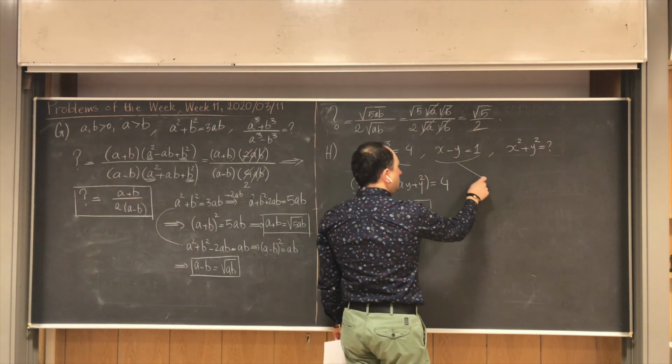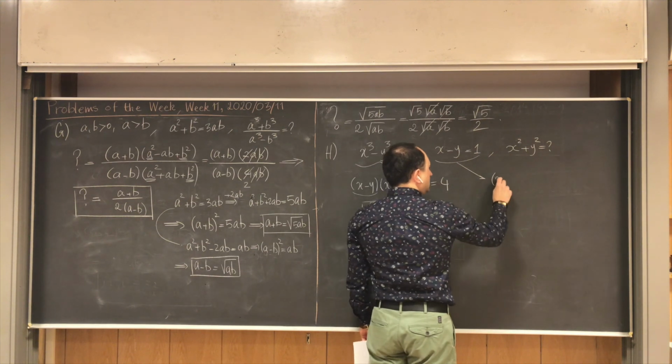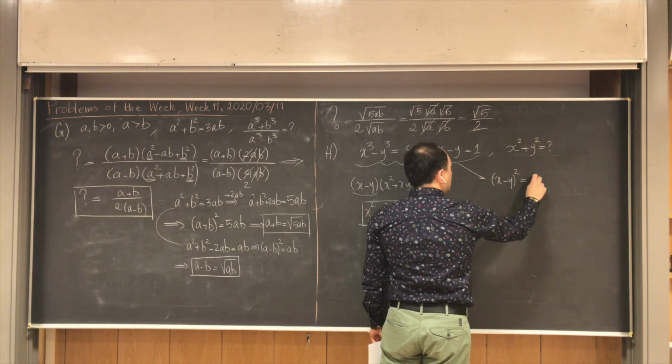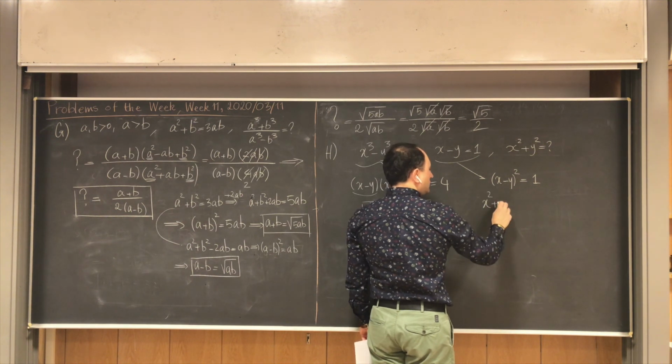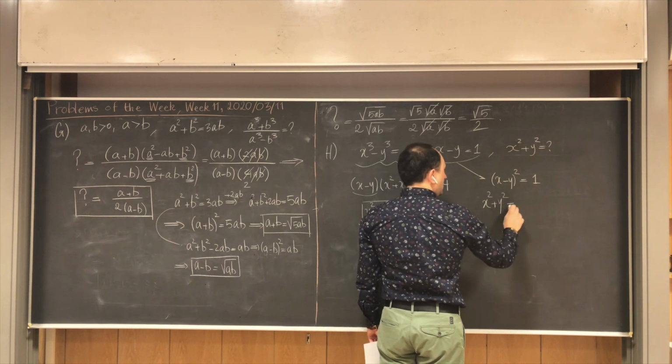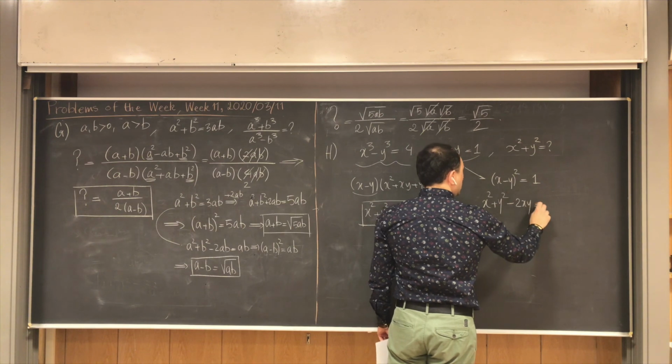Now here, if you raise both sides to power 2, then it becomes (x minus y) to the 2 is 1. But this becomes the quadratic pattern. This becomes x squared plus y squared minus 2xy is equal to 1.